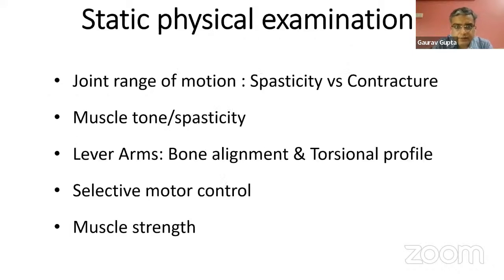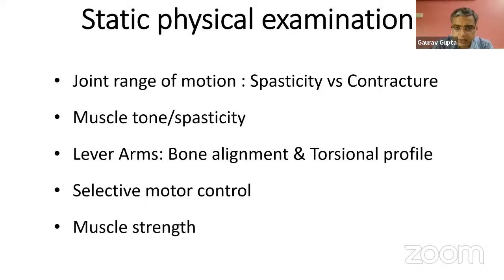So in static physical examination, first we will talk about joint range of motion. Whenever a child with CP comes to us, we try to range the joint. If the child has only spasticity, we are able to range the joint completely in its complete range. But if the child has contracture, we are not able to range the joint. Whatsoever we may try, we should be patient.